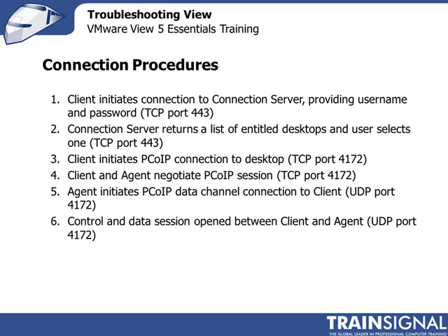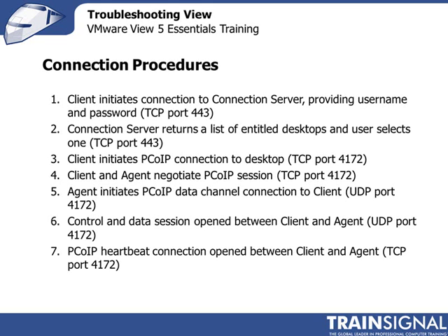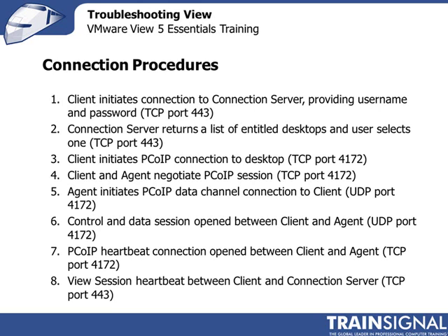Once that initial connection is created, the control and data sessions will be opened up between the client and agent, again over UDP port 4172. At this point, a connection to the desktop has been made. While the PC over IP connection over UDP port 4172 is going on, PC over IP will also open up a heartbeat connection between the client and the agent using TCP port 4172. The client will also open up a heartbeat between the client and the connection server over port 443. This is so that the connection server and View administrator have some awareness of the session.